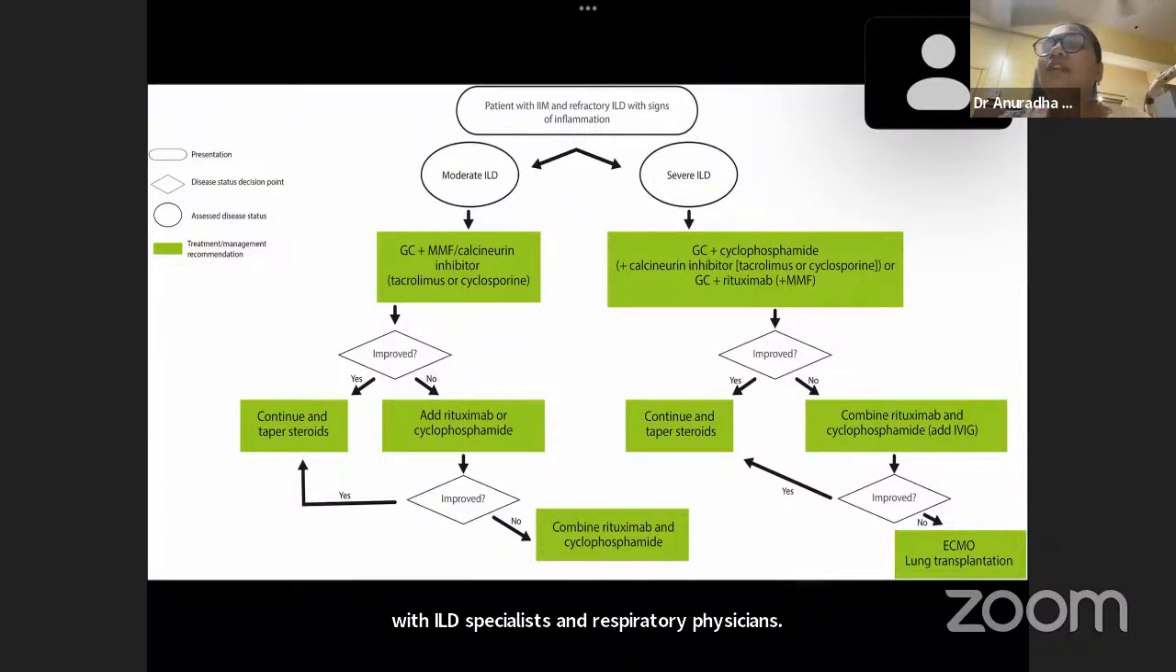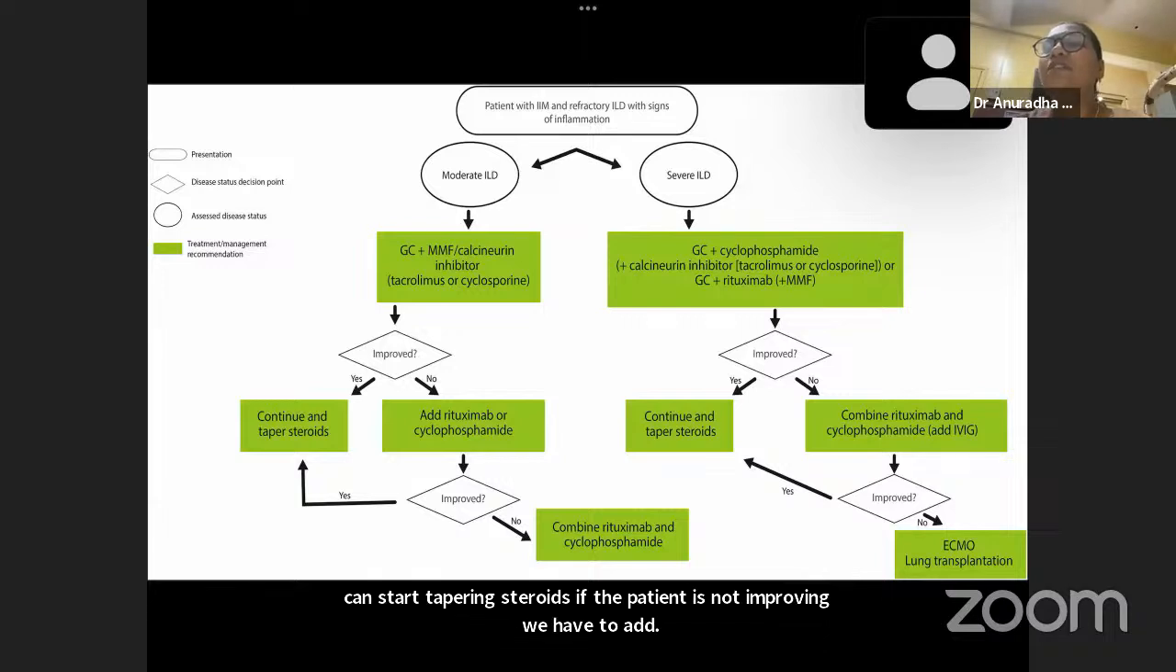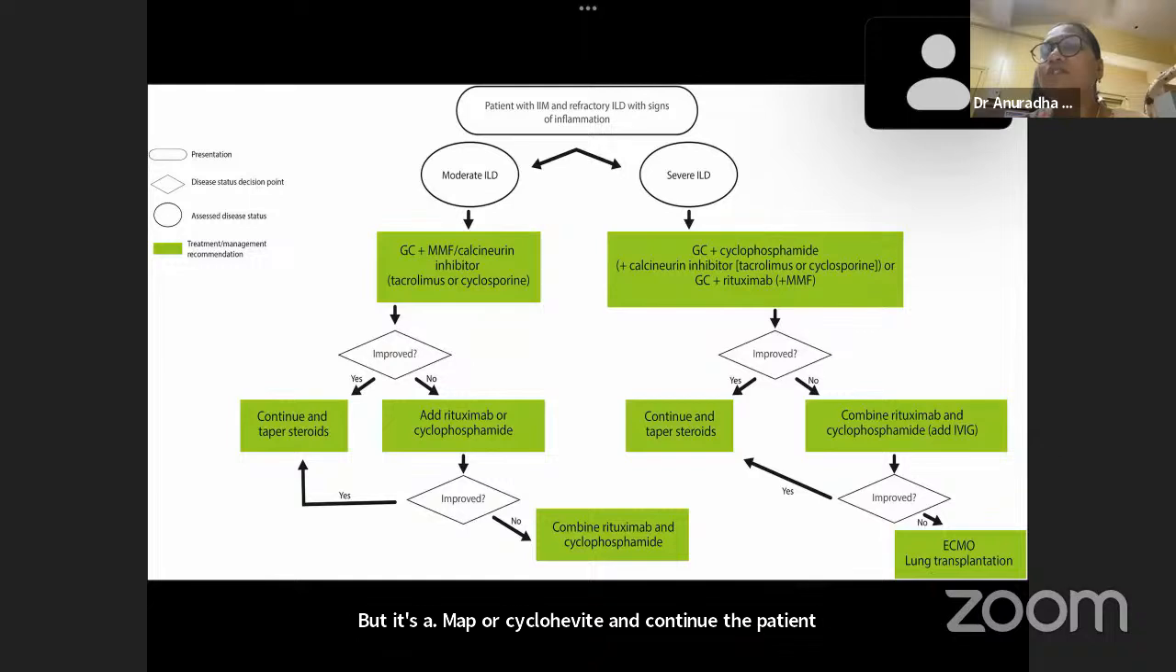If the patient has moderate ILD, we can go ahead with glucocorticoid with MMF or calcineurin inhibitor. And if the patient improves, we can continue these agents and start tapering steroids. If the patient is not improving, we have to add rituximab or cyclophosphamide and continue the patient with rituximab or cyclophosphamide therapy. If the patient doesn't improve, we can combine both of these treatments.